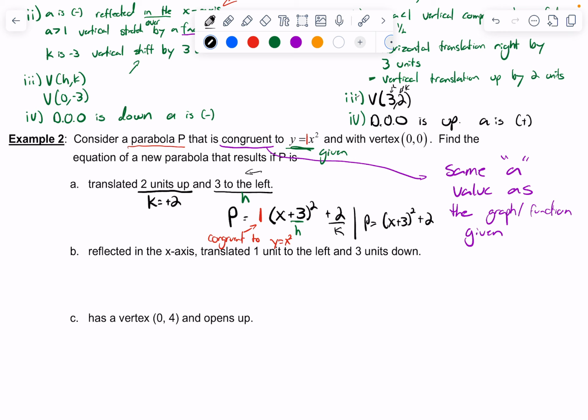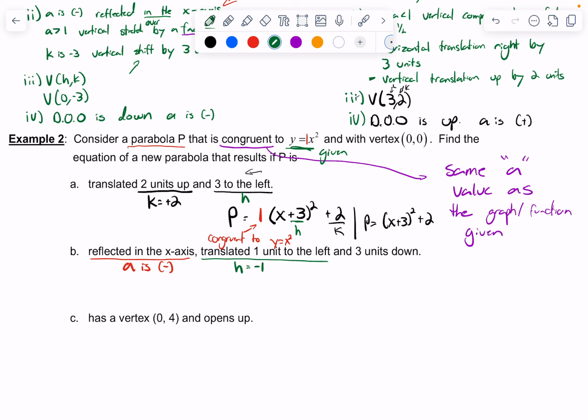Okay, so now part B is saying reflected in the x-axis. Well, what this part means right here is now A is negative. It's translated 1 unit to the left. Okay, so again, this talks about our H value. And again, you're going to the left, right? So you expect to see a positive number in the bracket. So the only way you get a positive, though, is H is negative 1.